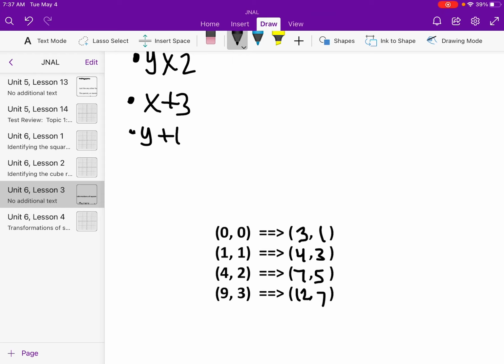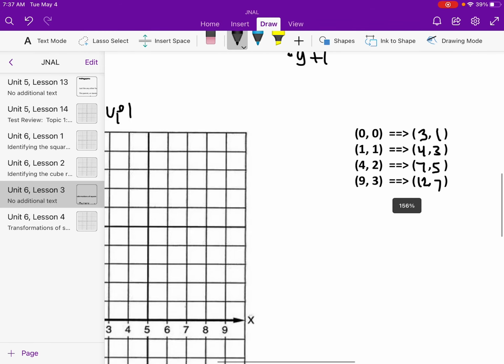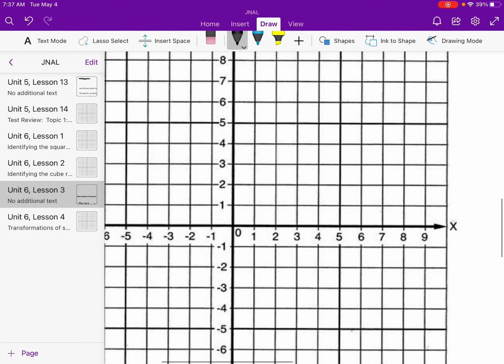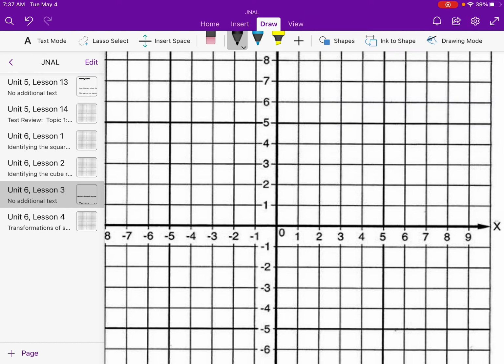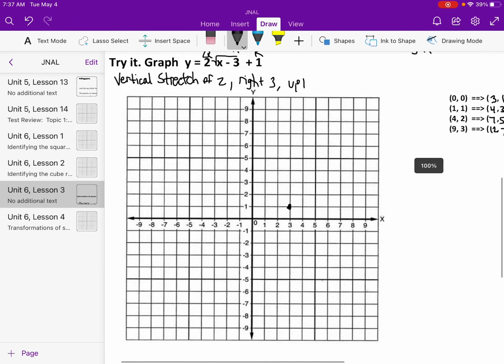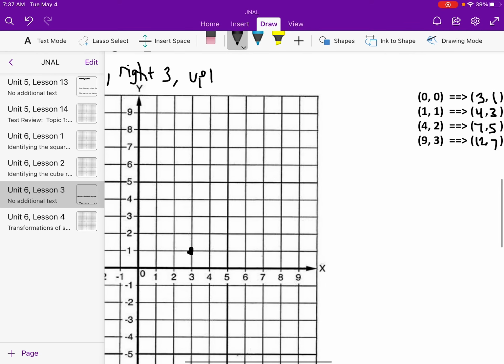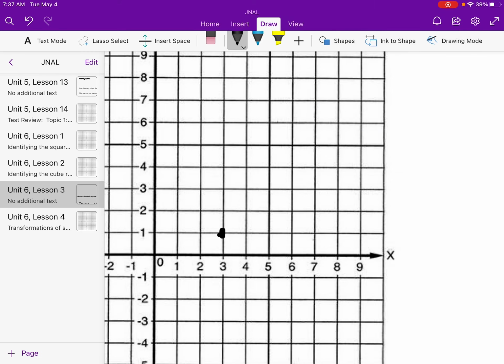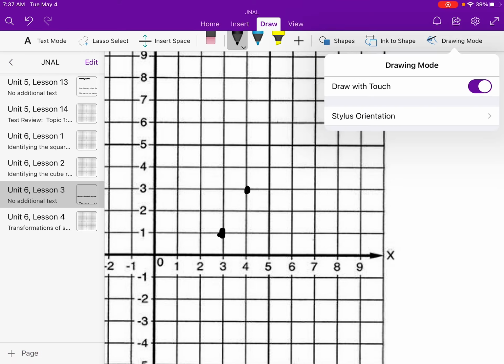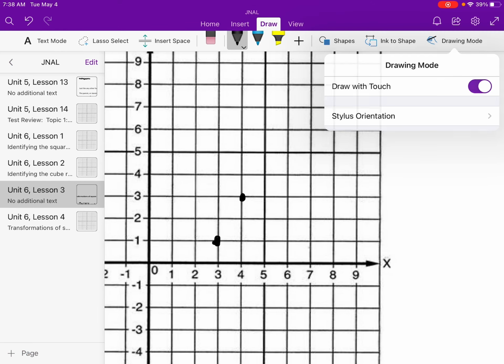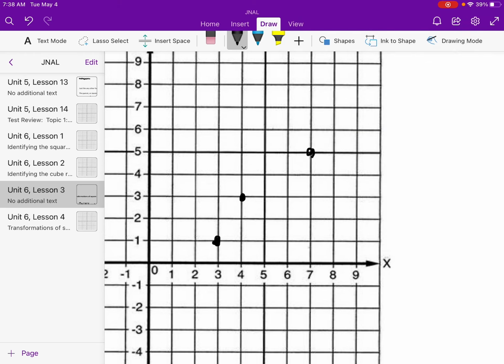So those are our points that we can graph to figure out what this would look like with the transformation. So we have 3, 1. So let's plot 3, 1. We didn't have any reflections, so it will still stay in the same quadrant as the original. We have 4, 3. We have 7, 5. And then I can't draw the last one, 12, 6, because the graph doesn't go that far. So we can just draw those in.